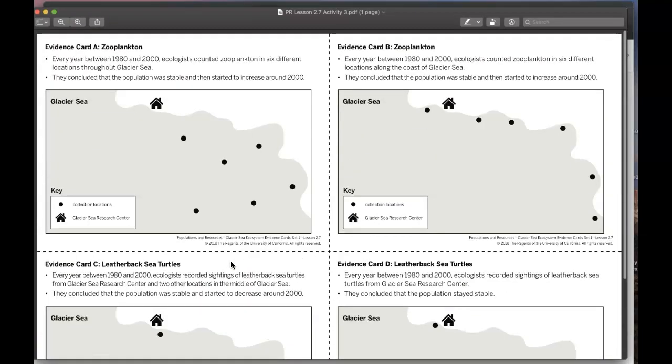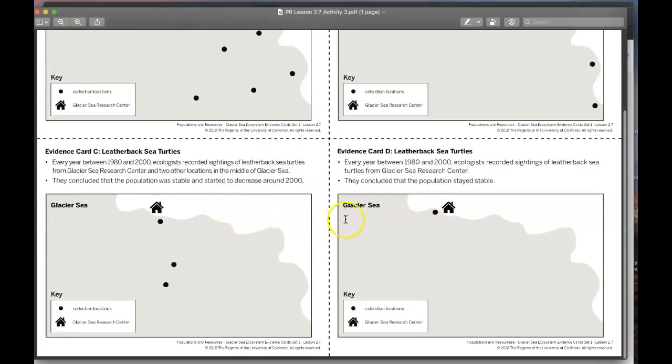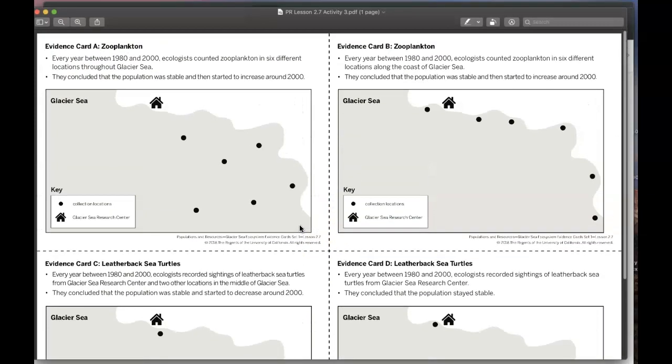Once you have annotated cards A and B, and put a star on A or B, and the same for C and D, in the upper right hand corner I want you to put a 1, 2, 3, and 4. So there's 4 cards. One card will have a 1, one card will have a 2, one card will have a 3, one card will have a 4. A 1 represents out of all 4 of these cards, which one you think is the best piece of evidence or strongest piece of evidence.